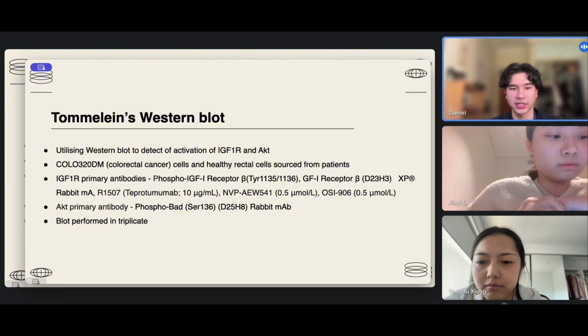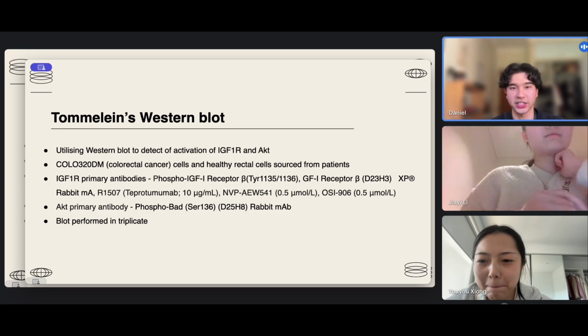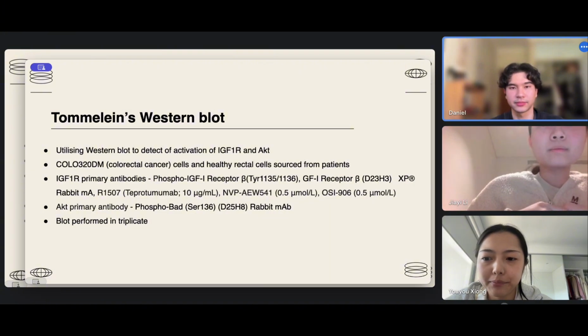Colo 320 DM cells were sourced from rectal adenocarcinoma tumor samples, which were then later irradiated and frozen to detect radiotherapy's effect on the cancer-associated fibroblasts. The healthy cells to compare the tumor cells against were sourced from the healthy tissue of 60 rectal cancer patients. A series of primary antibodies was used for detection of IGF-1R, whereas only one primary antibody was used for the detection of AKT. Following a protocol from De Wever et al., the blotting was performed 3 times.